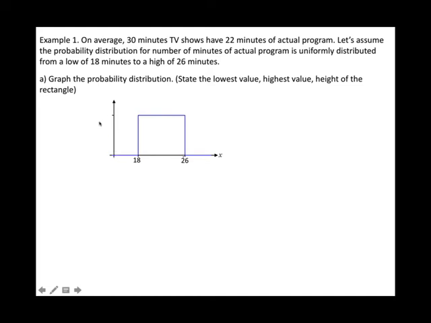Remember, we just proved it. This is going to be 1 over b minus a, which is going to be 1 over 8 here. This is the probability distribution with the lowest value, highest value, and the height of the rectangle.